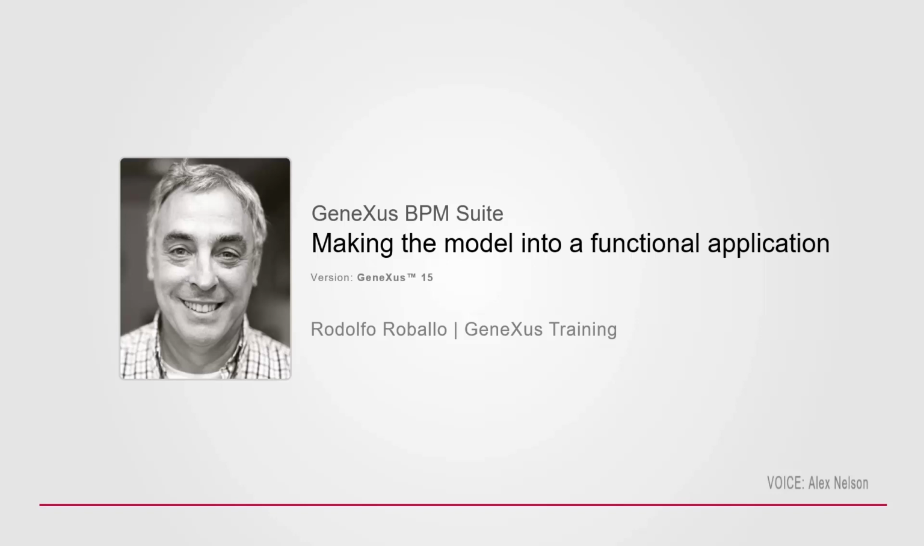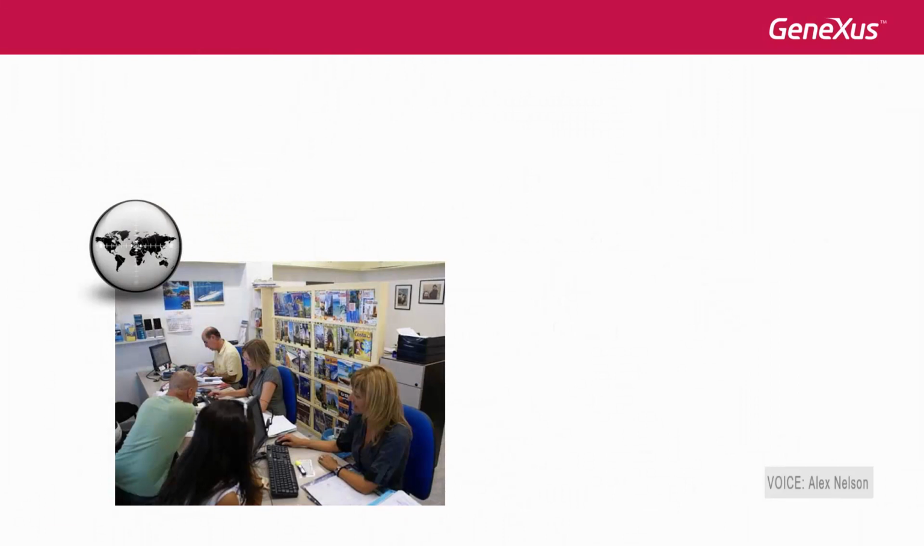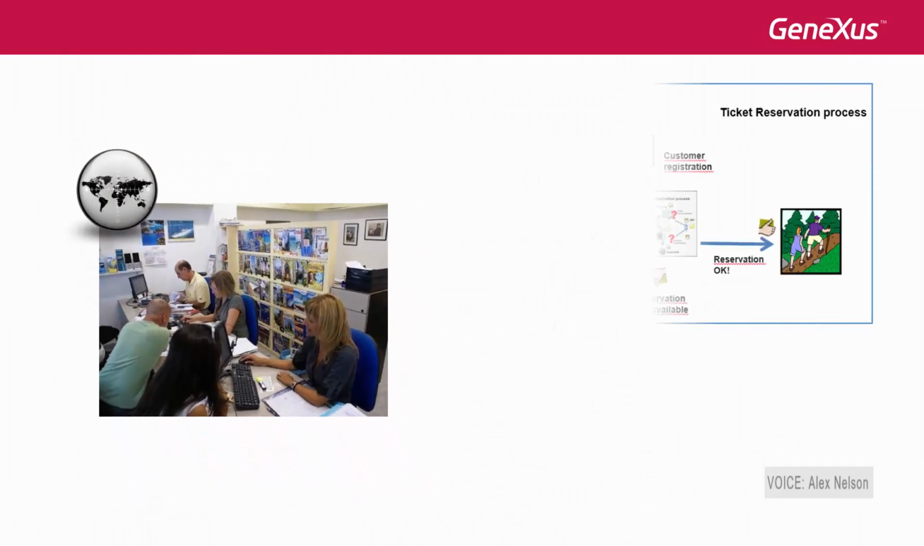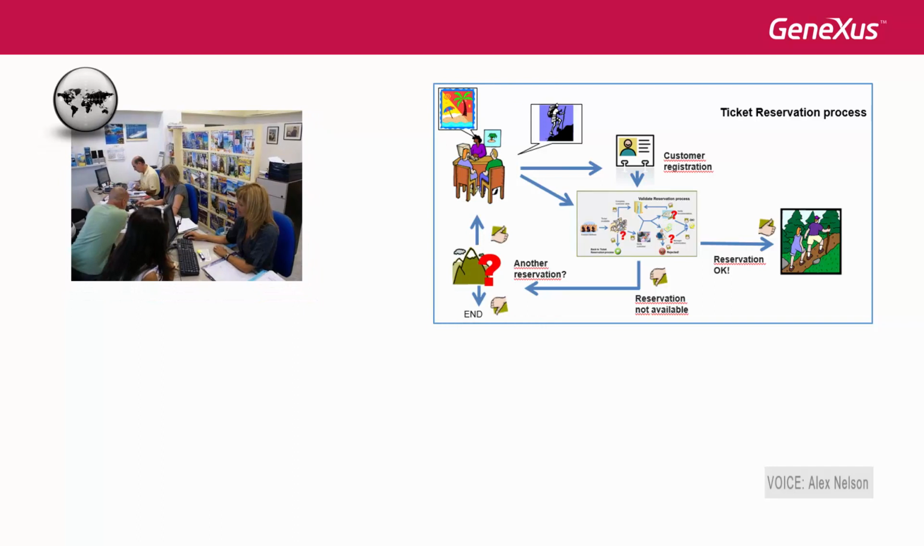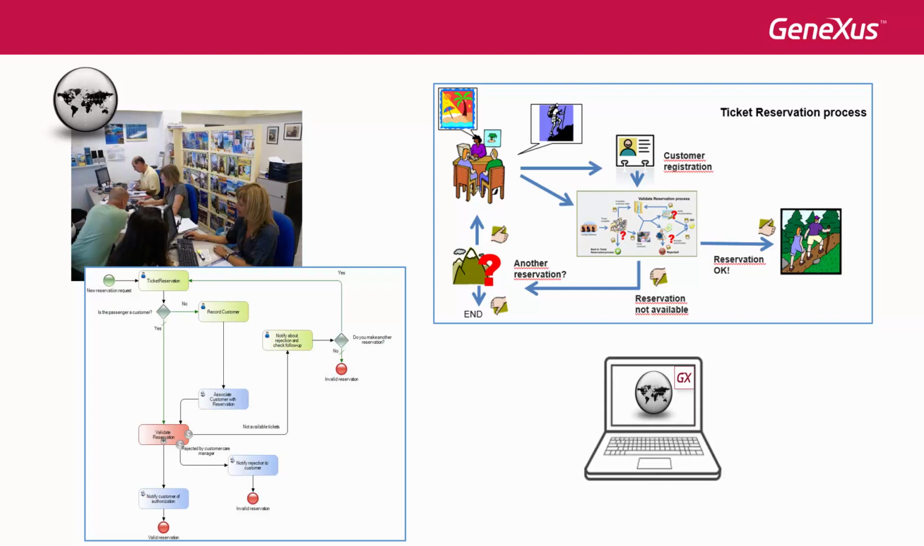In previous videos, we've modeled the air ticket reservation process for a travel agency by means of a business process diagram, and we also saw a brief introduction to the BPMN standard, as well as the ways in which GeneXus facilitates the building of diagrams compliant with that standard. Here, we will turn the model into a functional application using GeneXus objects associated with the symbols in our diagram.